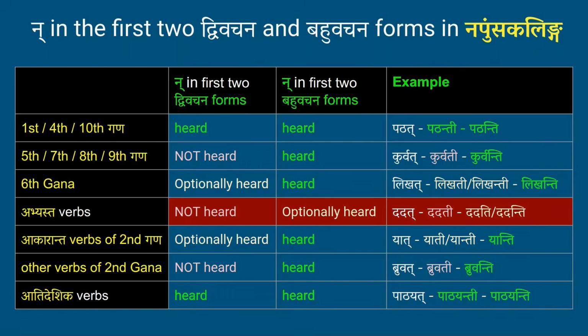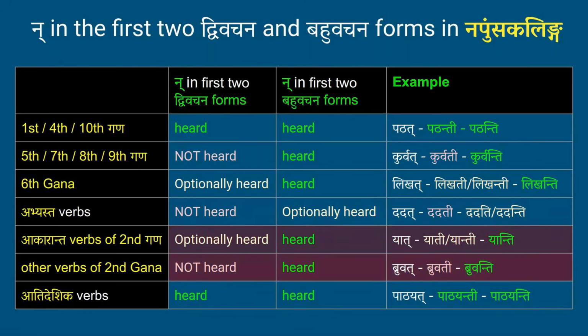This leaves us only with the non-abhyasta dhatus of the second gana. Out of these, for the akaranta dhatus like ya, sna, etc., the dvivachana form gets an optional na and the bahuvachana form gets a compulsory na. For instance, yati or yanti and yanti.